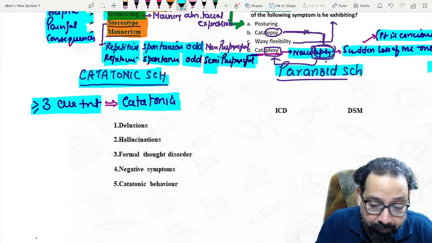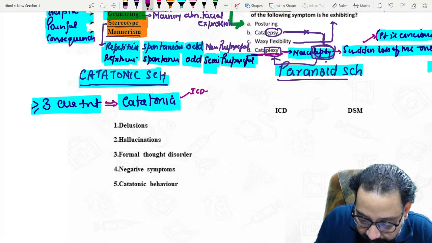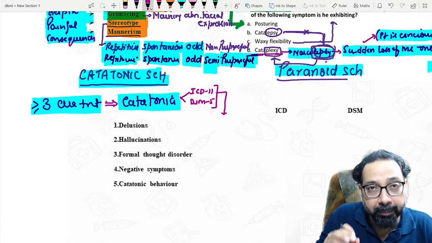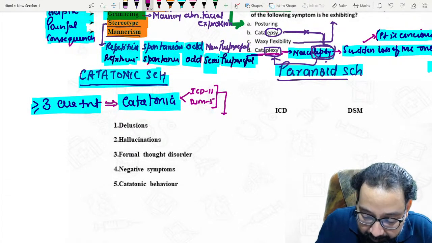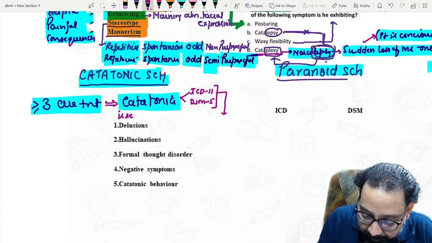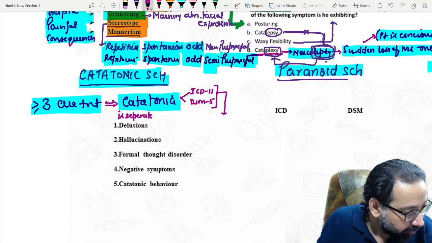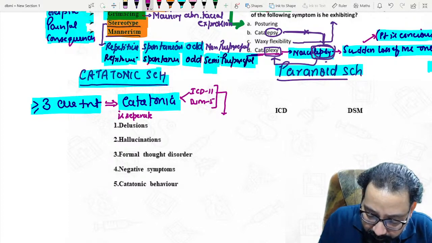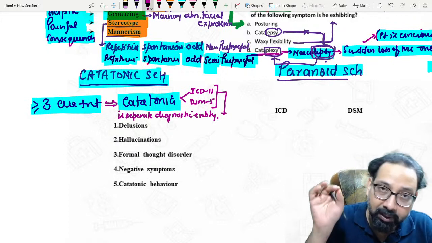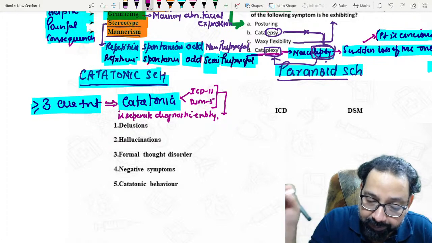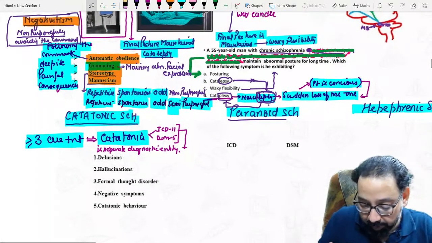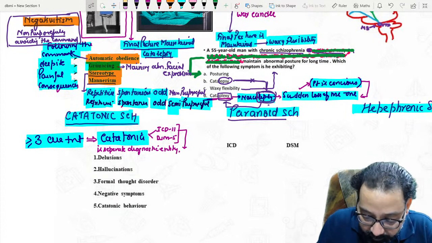I am not saying catatonic schizophrenia because ICD-11 and DSM-5 have made catatonia a separate diagnostic entity. According to ICD-11 and DSM-5, catatonia is a separate diagnostic entity. Means just like schizophrenia, just like depression, just like anxiety, catatonia is a separate diagnosis. Catatonia means out of these symptoms, if three symptoms are there, you will make the diagnosis of catatonia.